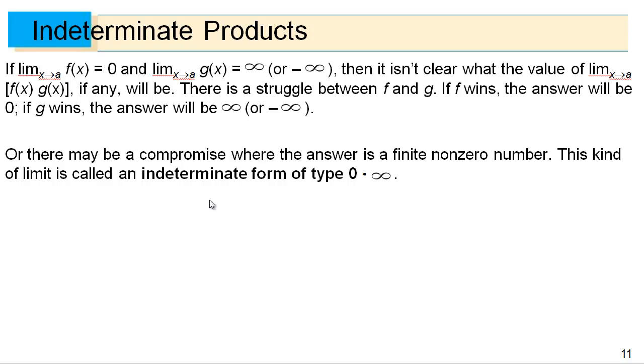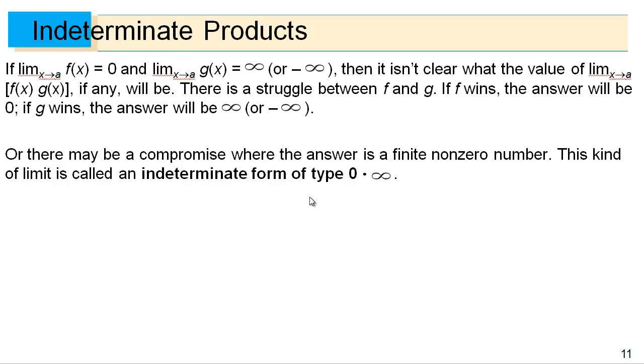Or there could be some sort of compromise, and we can get another one of those things where the answer is actually a non-zero number, like 2 or a third or something like that. But in any case, when we're faced with taking the limit of f times g, and we have 0 times infinity, we call that the indeterminate form of 0 times infinity, instead of the indeterminate form of 0 over 0 or infinity over infinity. It's just another example of some weird limit, right?